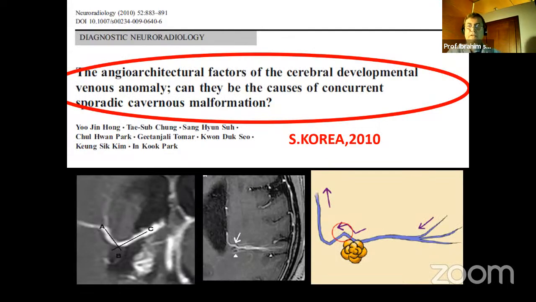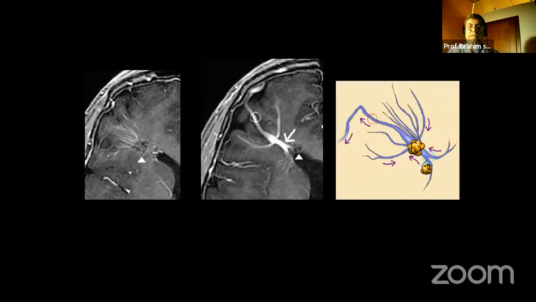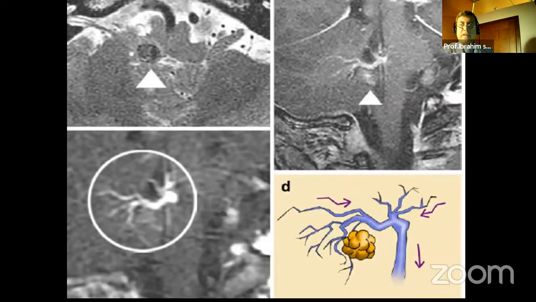Another paper from South Korea. Again, they say the same. This is the medullary vein. Because of the kinking, because of high pressure, there will be a DVA, and in the area of the DVA, they will develop a cavernoma. Another case, DVA, and then a cavernoma develops in the area. Third case, DVA with a cavernoma developing in the area. So maybe after all, cavernomas follow the DVA. So you start with a DVA, and by age you develop a cavernoma.